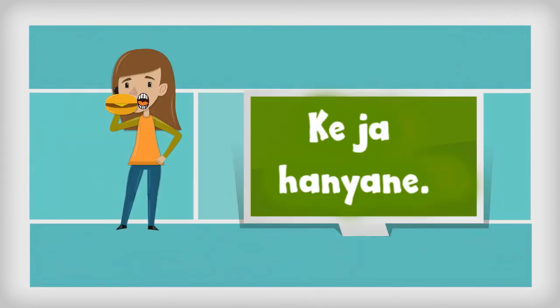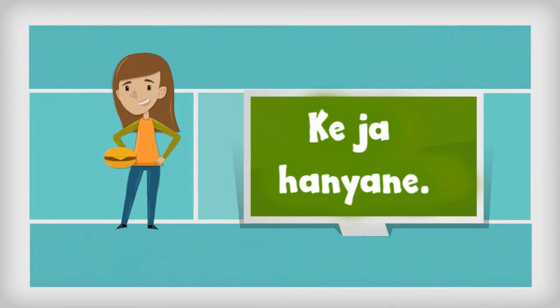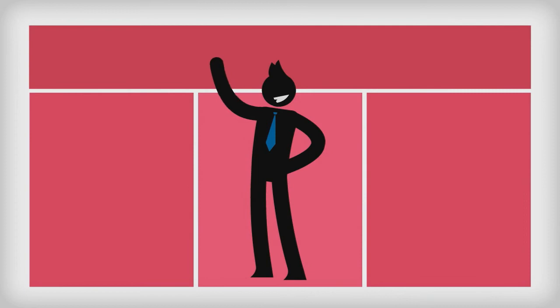And I eat slow in Sesotho is Ke ja hanyane. You see how easy it is? And now you can use fast and slow in a sentence.